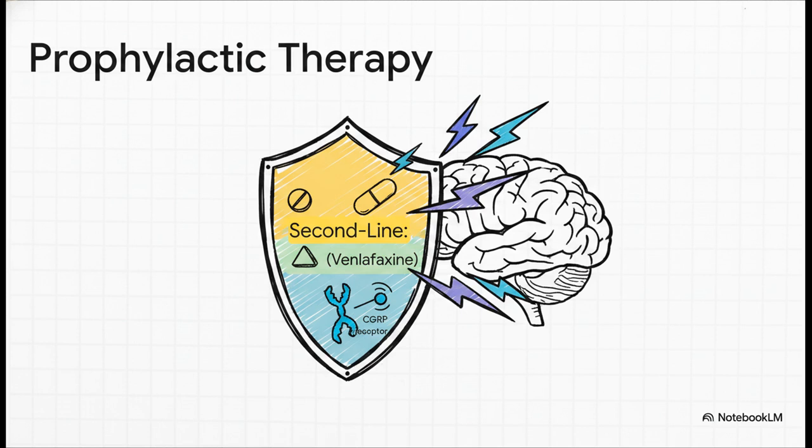We usually start with first-line stuff like propranolol or topiramate. But, and this is a big but, the real game changer has been the arrival of CGRP antagonists. These new drugs are amazing because they directly target that CGRP molecule we were just talking about. It's a massive leap forward from the older therapies.